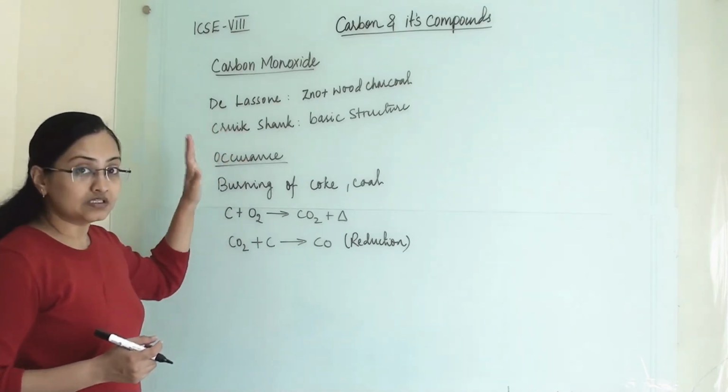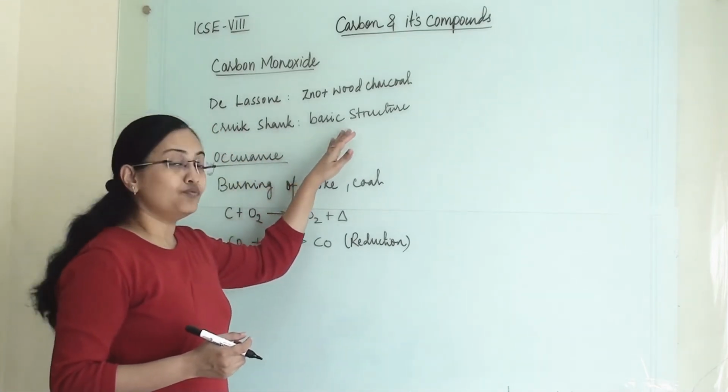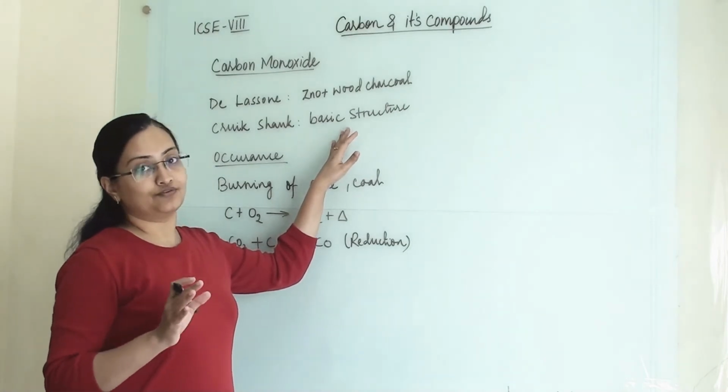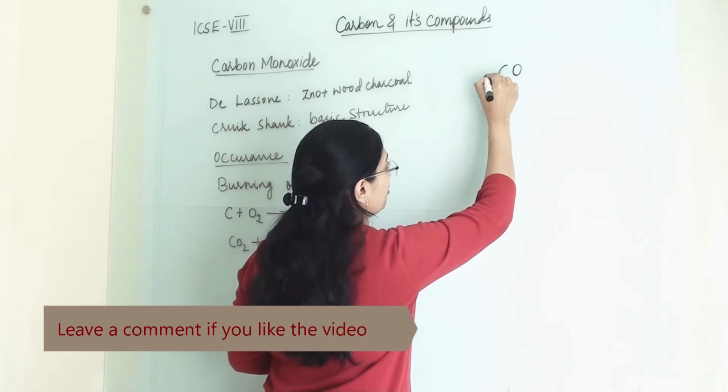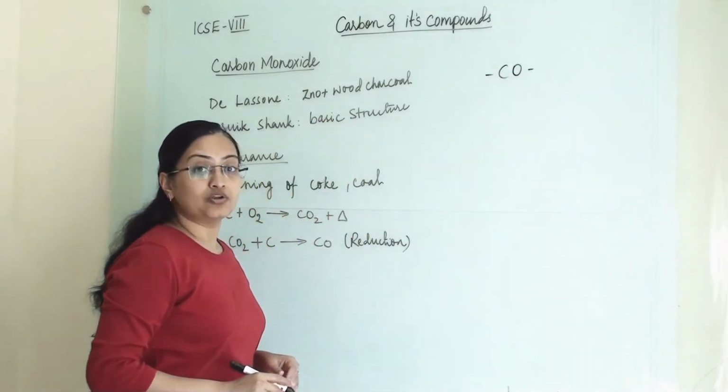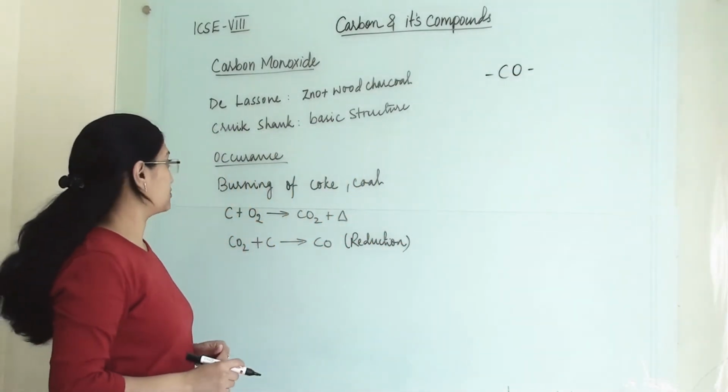Cruikshank was another scientist who found out the basic structure of carbon monoxide. We know that it is carbon and oxygen. This is the molecular formula of carbon monoxide.